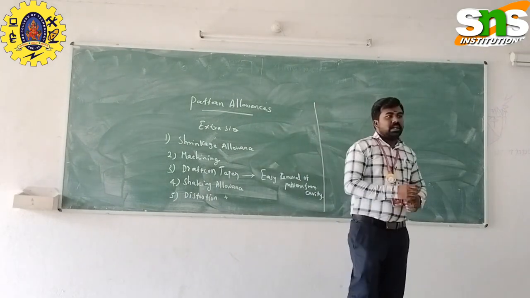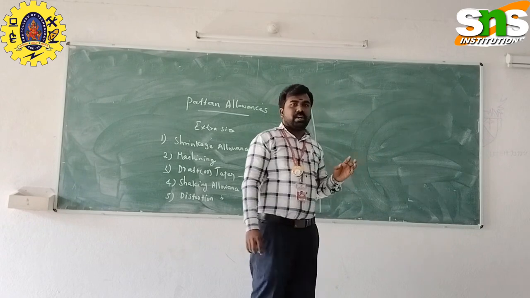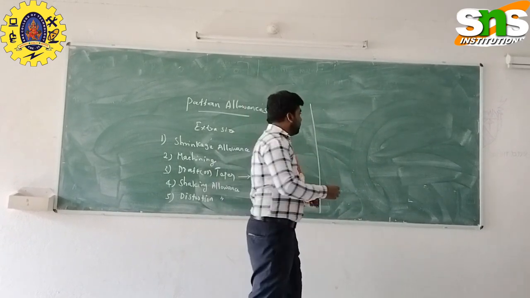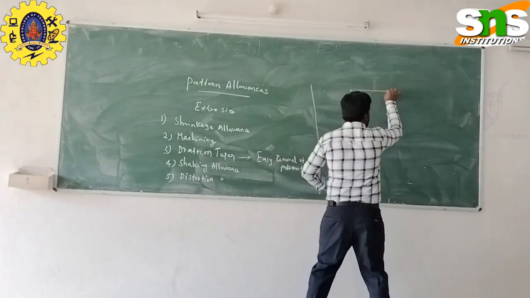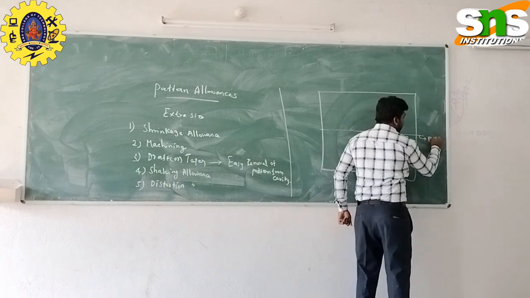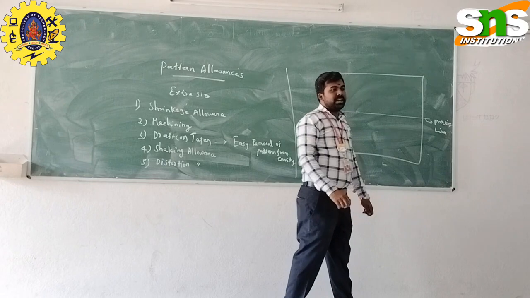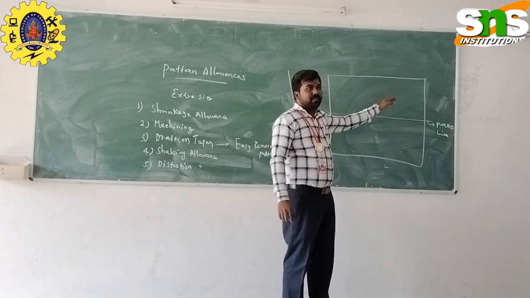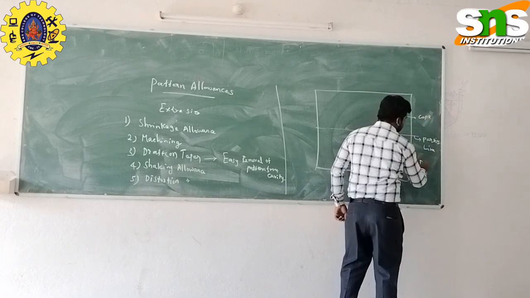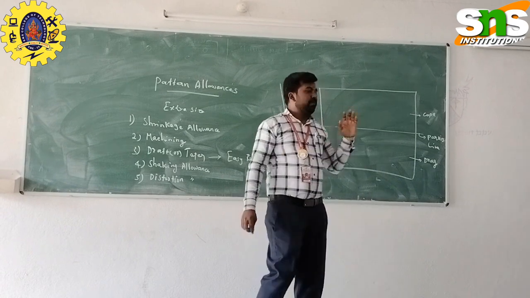Then the casting representation. By using the simple representation, I will explain what the casting process is and what parts are involved in the casting process. So this is the parting line. As already discussed, the upper portion is called the cope. The lower portion is the drag. So this is the split piece type of pattern.